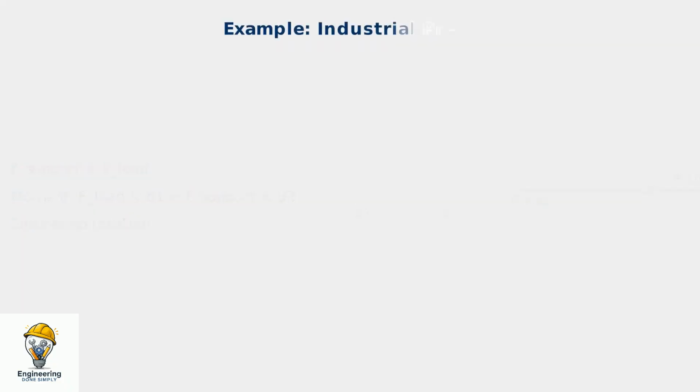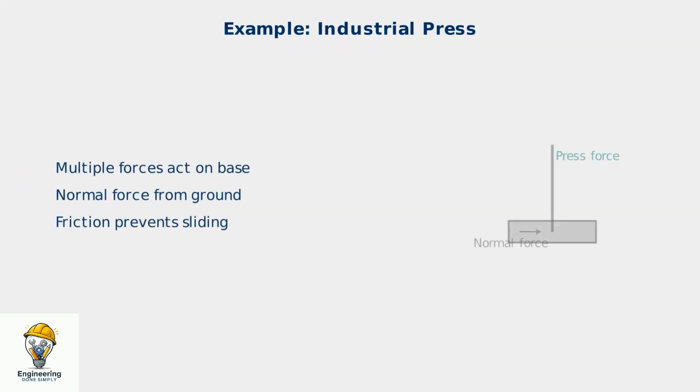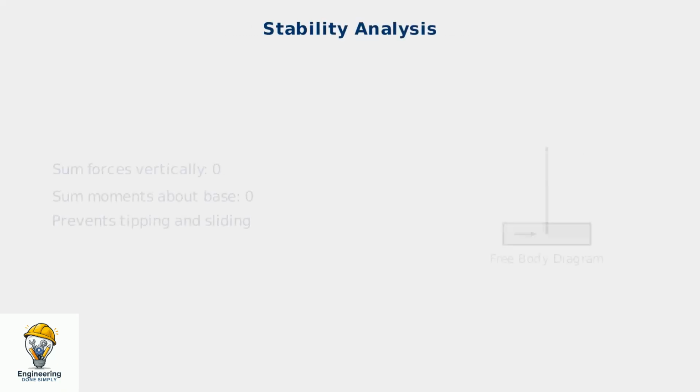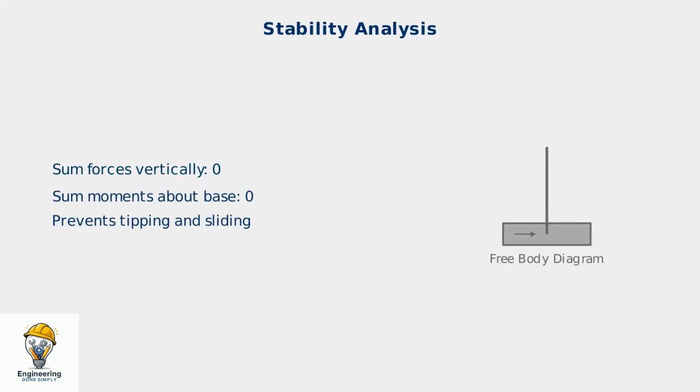In an industrial press, multiple forces act on the machine base. A normal force from the ground balances the downward press force, while friction prevents the machine from sliding. Engineers analyze stability by summing forces vertically and taking moments about the base. This ensures the machine neither tips over nor slides during operation.